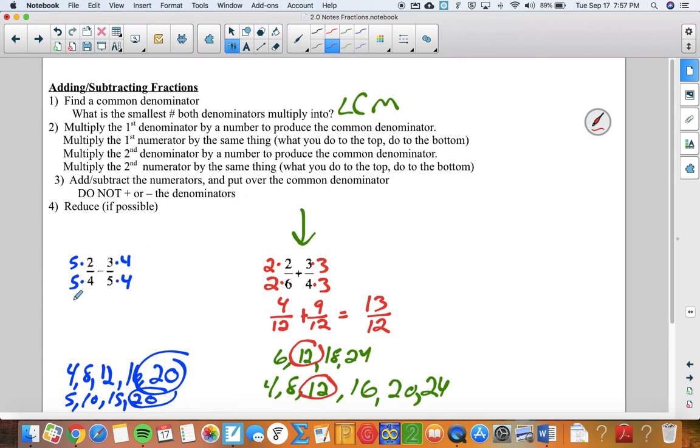So now my two equivalent fractions are 10 over 20 minus 12 over 20. And so we get negative 2 over 20. Now we can reduce because 2 goes into negative 2 and 2 goes into 20. So you get negative 1 over 10.